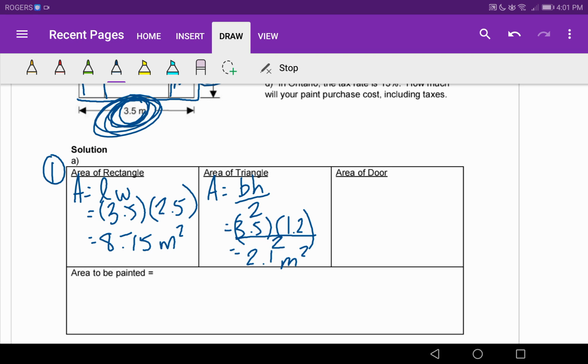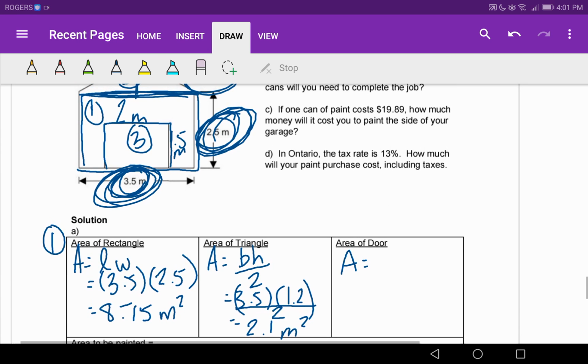Now let's find the area of the door, because we have to subtract the area of the door, right? So the area of the door was what? 2 meters by 1.5 meters, and it's a rectangle. So it's length times width, and it's 2 times 1.5, which is, of course, 3 meters squared.